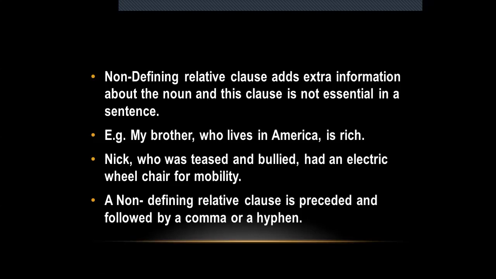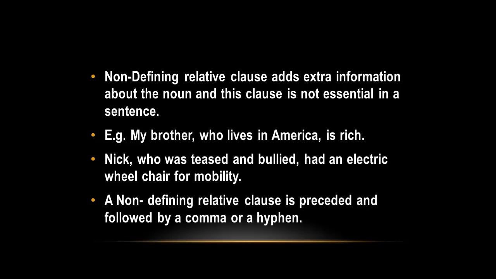It merely gives extra information only. And a non-defining relative clause is preceded and followed by commas. You need to remember this. Whereas in a defining relative clause, there will be no comma, no hyphen, and the clause is essential. But in a non-defining relative clause, the clause is not essential. It gives extra information, that's all. Here punctuation marks are important. A non-defining relative clause is preceded and followed by commas or hyphens.